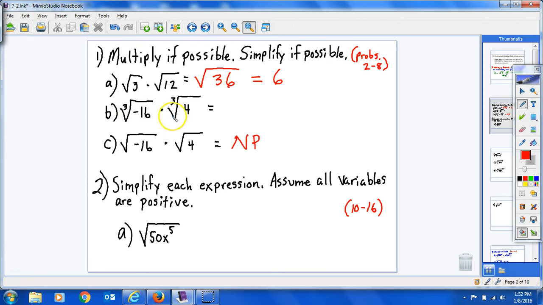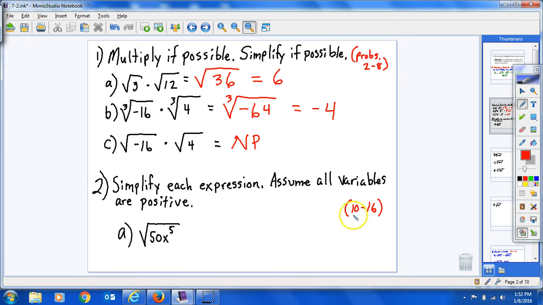Okay, so jumping back up to letter B, we established that we can multiply these together, remember, because the root or the index is an odd number. It doesn't really matter if the number underneath is positive or negative. So we get the cube root of negative 64, and there is a number that would multiply times itself 3 times to equal negative 64, and that's the number negative 4. Okay, so that's a lot of what you're going to do on the first set of problems in the homework.